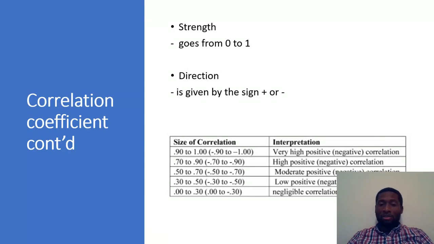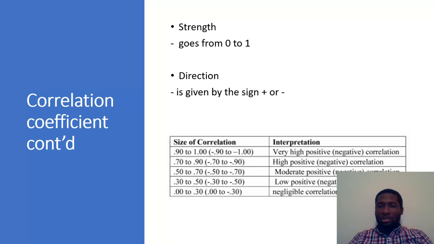If you have it between 0.5 and 0.7, or negative 0.5 and negative 0.7, that's a moderate positive or a moderate negative correlation. If it is between 0.3 and 0.5, that's a low positive or a low negative correlation. And if it is between 0 and 0.3, or between 0 and negative 0.3, that is a negligible correlation. That's just a consensus on how you can interpret your correlation coefficient.